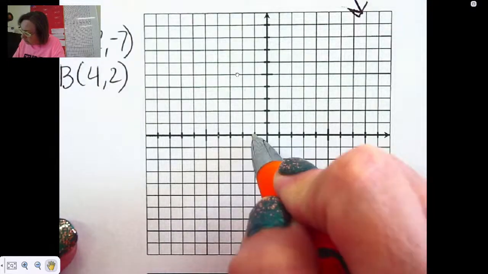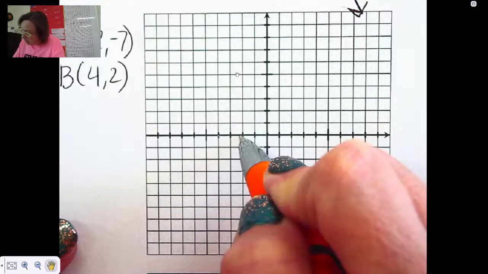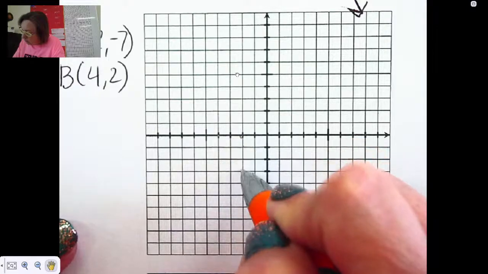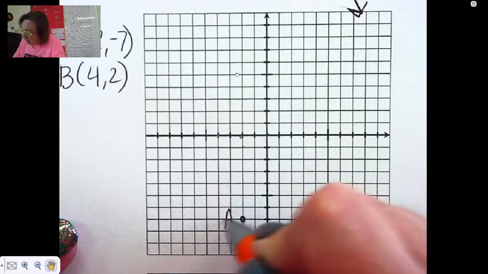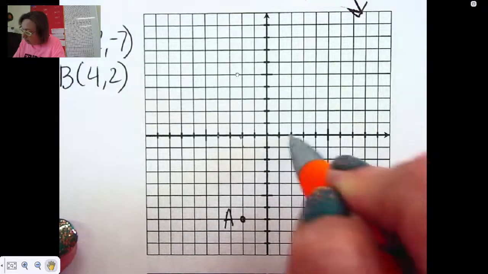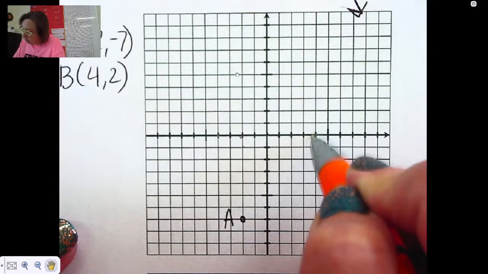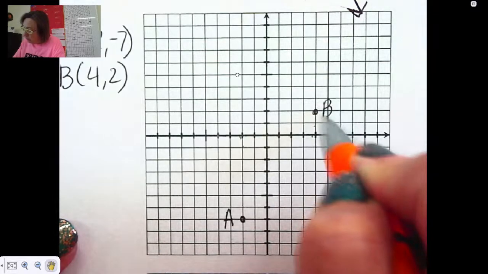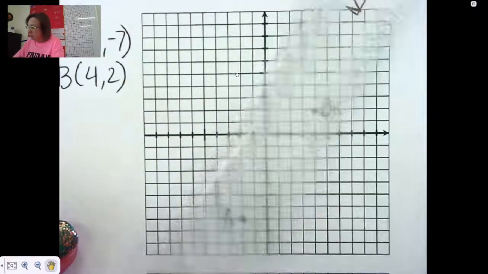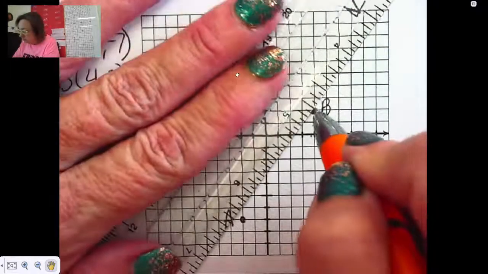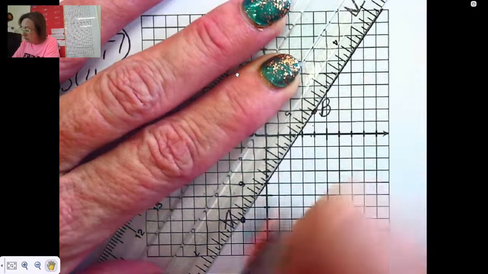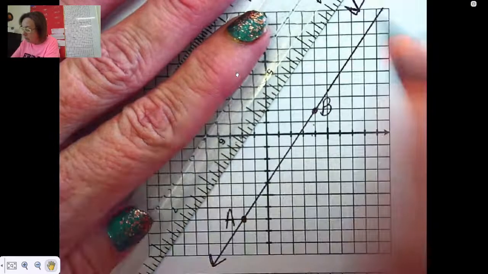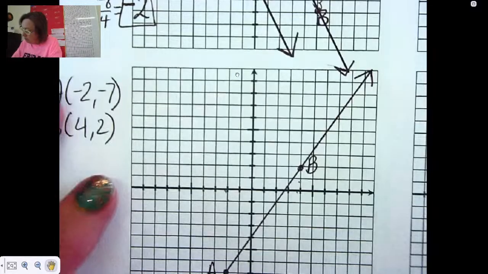-2, -7. That's going to be A. 4, 2. That's going to be B. I'm going to go ahead and find my slope.